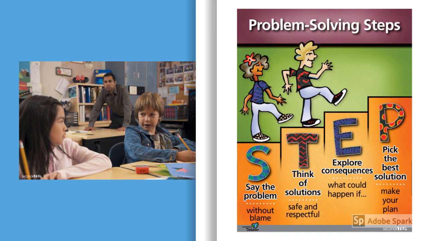The last step is P. Pick the best solution. What solution do you think Lupita and Cody will pick? Pause the video if you need more think time. Cody and Lupita decide to have empathy for each other. They'll accept each other's differences and respect each other's space.